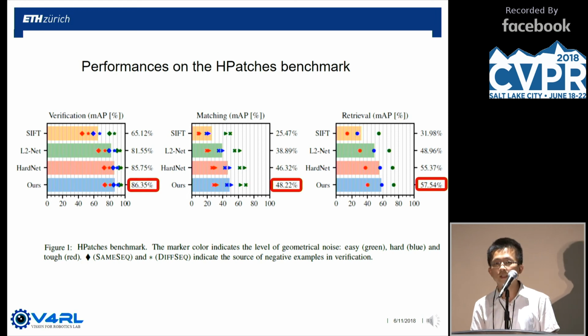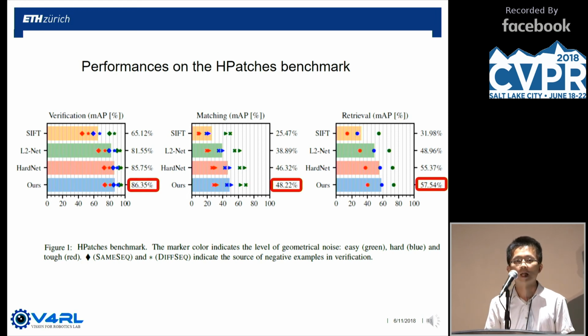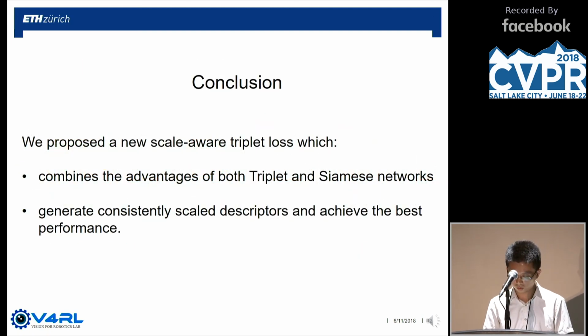So you can check the details of our paper at the F18 poster. In conclusion, we propose a new loss in this paper that combines the advantages of both CMS and triplet networks. Thank you.